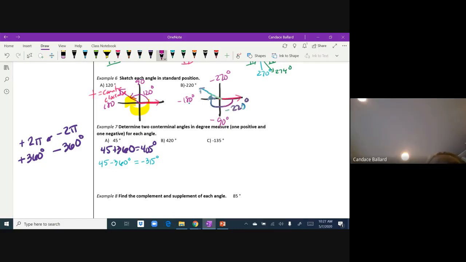All right, then 420. I could go either way with this. If I wanted to, I could start by adding 360 degrees. So when I do 420 plus 360, I get 780. All right, now I'm going to try going the other way. 420 minus 360, and I end up with 60 degrees. So I didn't get to a negative one yet. I need to keep going another round here. So 60 minus 360, I should get negative 300 degrees. Now I have at least one coterminal positive and one negative.